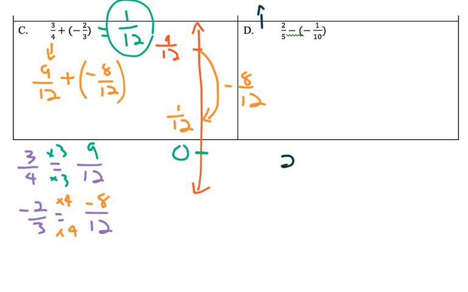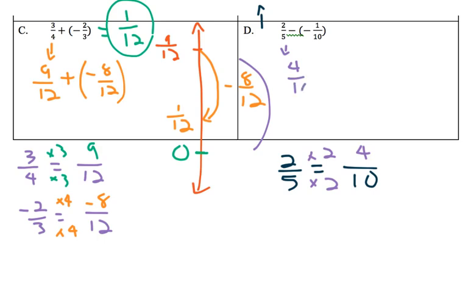So I have 2/5, and I'm going to change that into tenths because I see that 5 is a factor of 10. And then times 2 over 2 would give me 4/10. So we can rewrite this problem as 4/10 minus -1/10. So if we're at 4/10 and we're subtracting -1/10, it's basically just like we're adding 1/10.